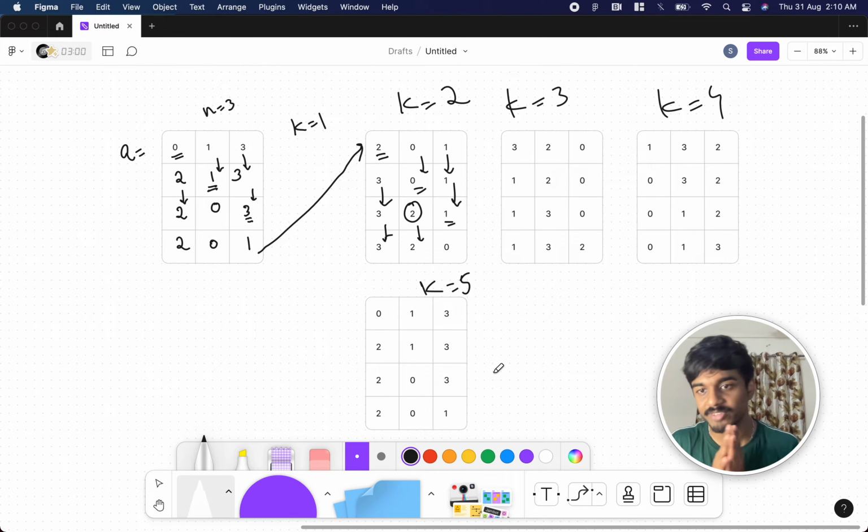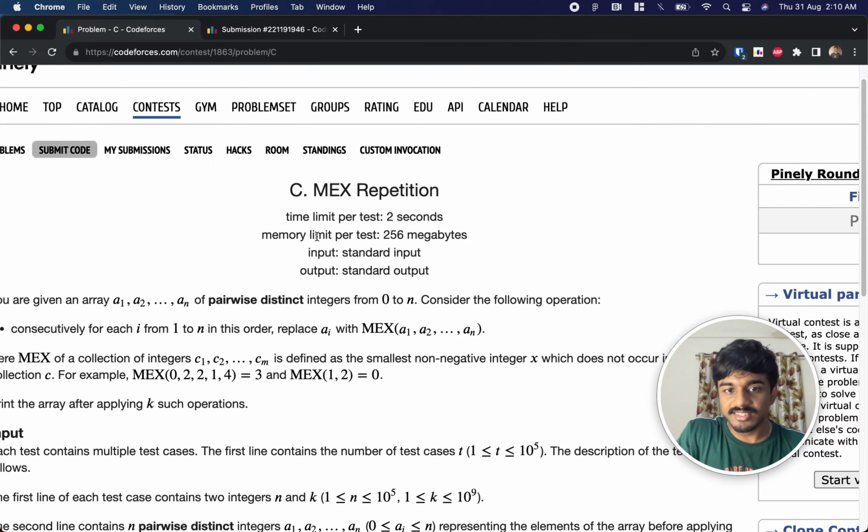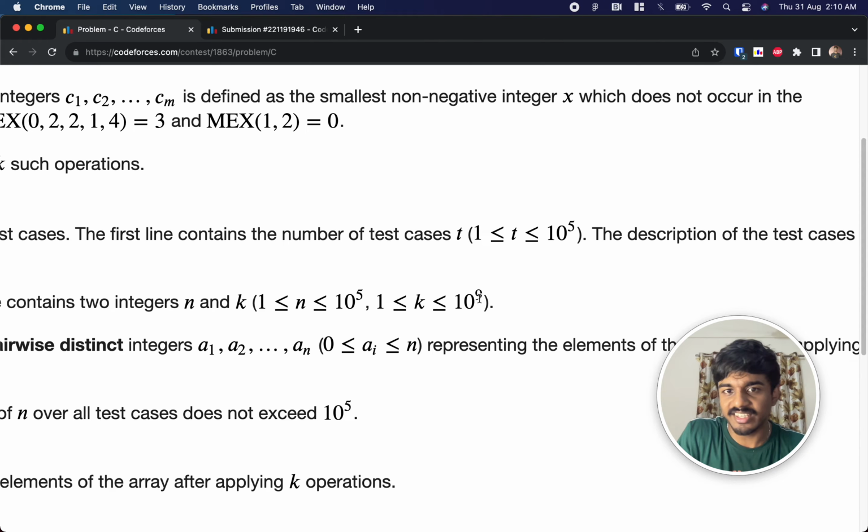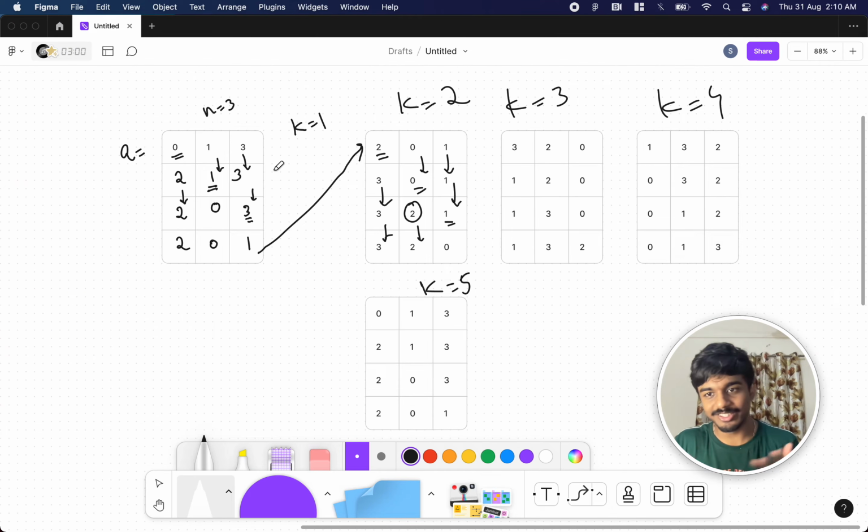But the problem is our beloved constraints here: k is going up to 10 power 9. So for doing an n square operation itself, 10 power 9 won't be supported. Obviously, doing this kind of operation, how do you find the min? You have to sort it and all, right? So this is not going to work. Creating 10 power 9 tables and all will never work.